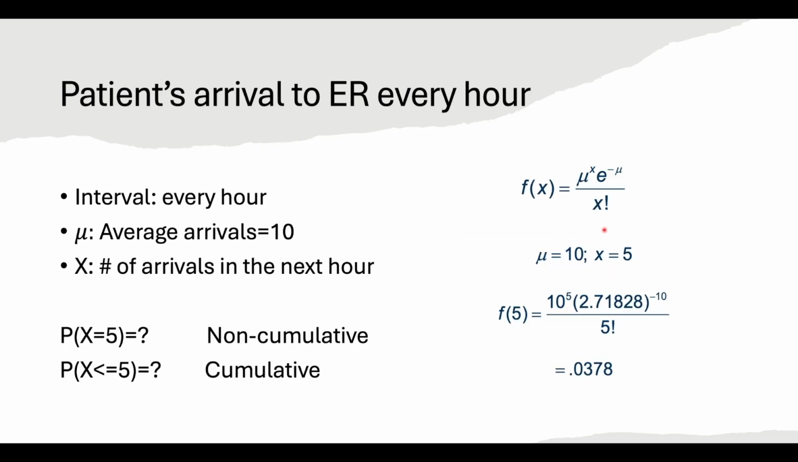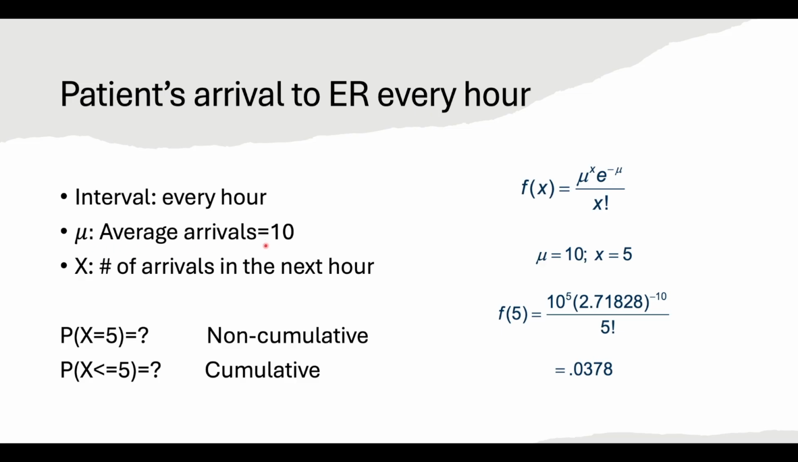We can use the probability mass function for the Poisson distribution to calculate the probability that x is exactly 5, and that's when we input x as 5 in the function. Mu, or the average, is 10, and e is the exponential number, and x factorial is 5 multiplied by 4 multiplied by 3 multiplied by 2 and multiplied by 1. So if we calculate this function, we get 3.78% as the chance of getting 5 arrivals, knowing that on average we expect 10.